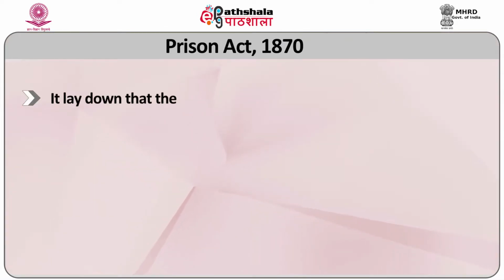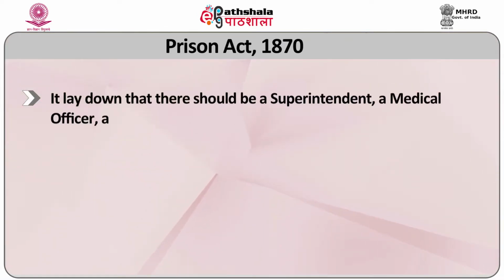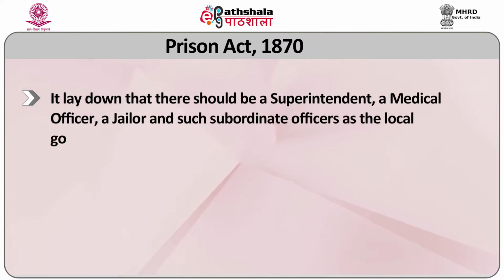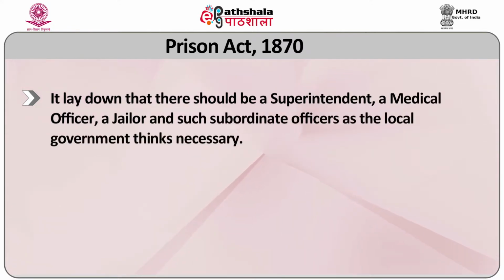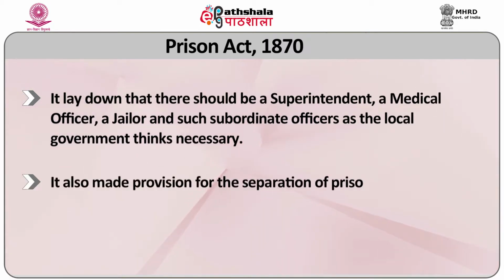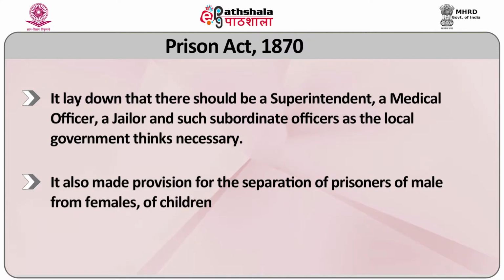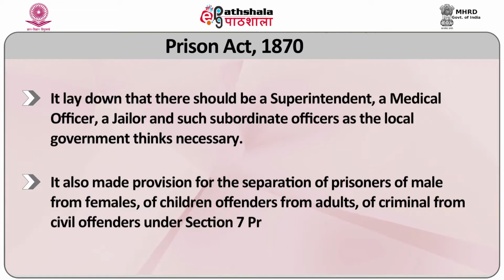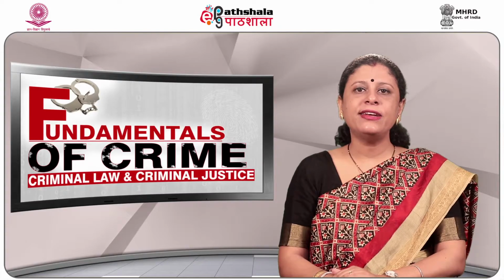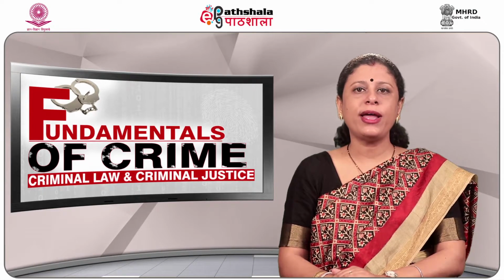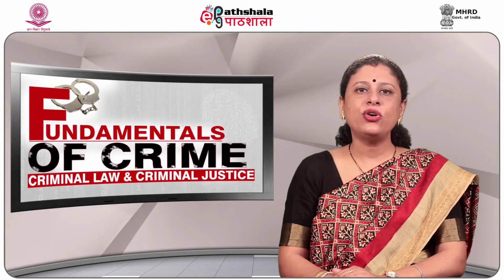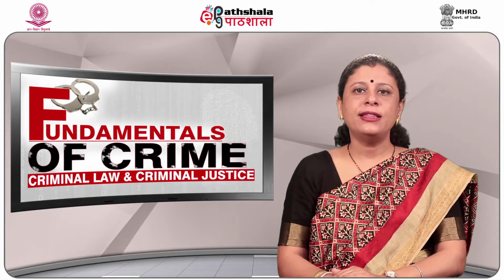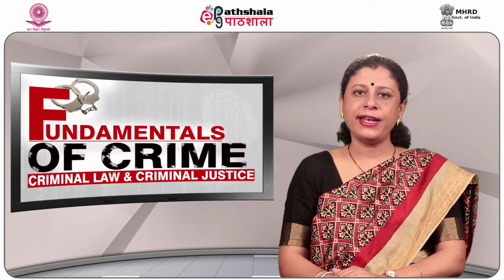It laid down that there should be a superintendent, a medical officer, a jailer and subordinate officers as the local government thinks necessary. It also made provision for the separation of male and female prisoners, of child offenders from adults, and of criminal from civil offenders under section 7 of the Prison Act of 1870. In 1877 and 1889, third and fourth inquiry committees were instituted. Based on their recommendations, the Prison Act of 1894 was finally passed.